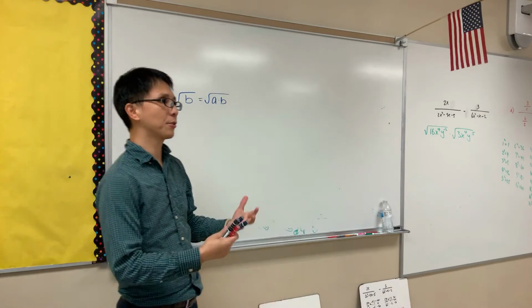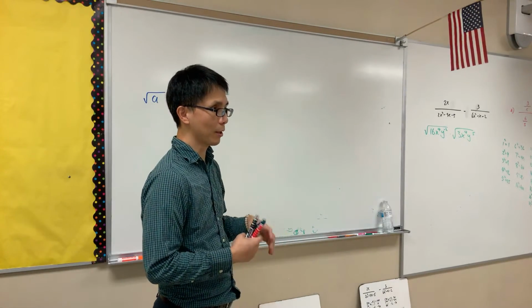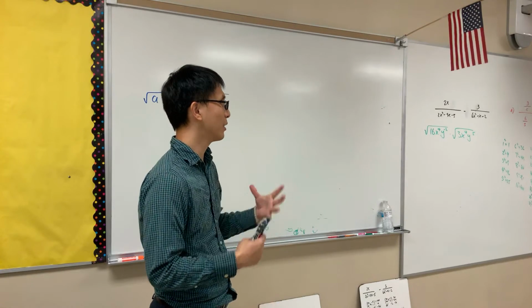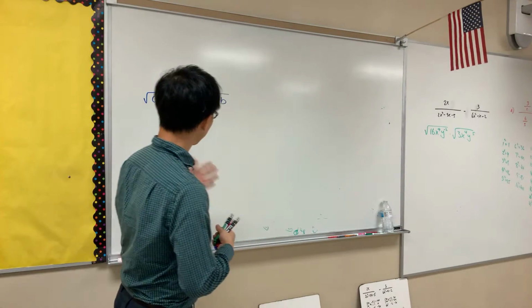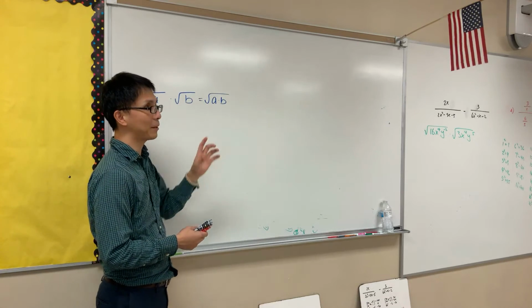I'm always introducing you to something that's going to help you on the SAT, and a lot of you are going to take the PSAT soon. One of the most common questions is this one. I'll show you in a second, but first, let me introduce this rule: square root A times square root B is equal to square root AB.